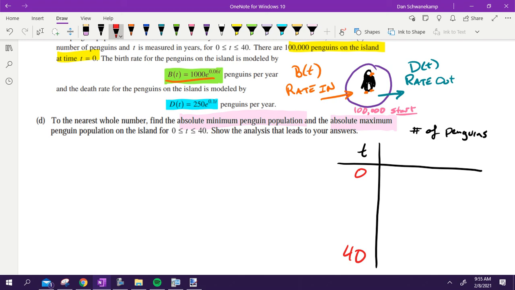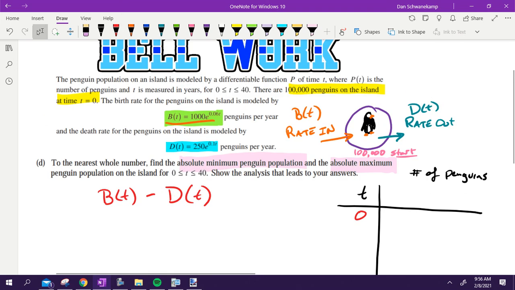How can I figure out the rate of penguins on this island? Subtract them. B of t, that's how many are coming in, minus how many are going out. B of t minus D of t is going to tell me the rate of penguins. Okay? If we wanted to get fancy up here, it said P of t is the number of penguins. So technically, this is P prime. P prime equals B of t minus D of t. You don't have to write that out here, but that's what it is. Okay, because P told me the number of penguins. This is the rate of penguins that I just discovered. What do I want to do with B of t minus D of t?